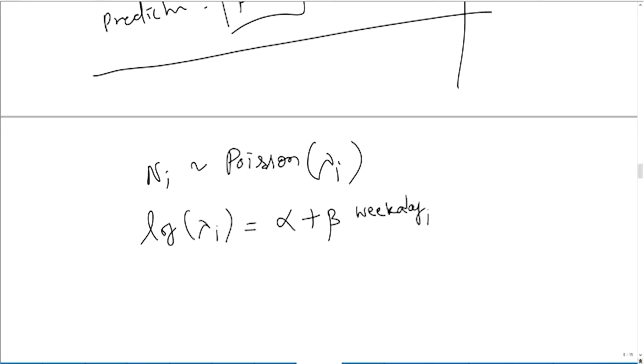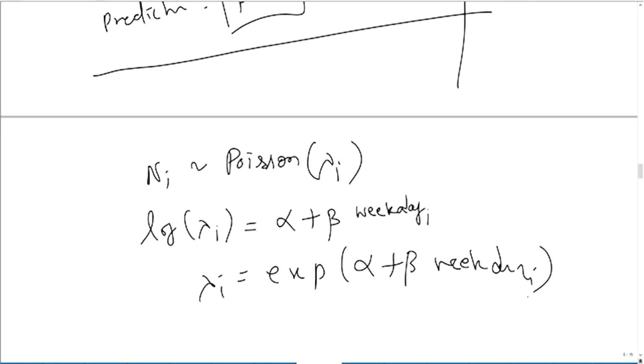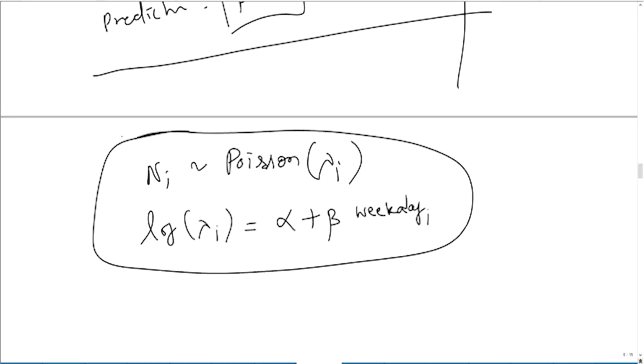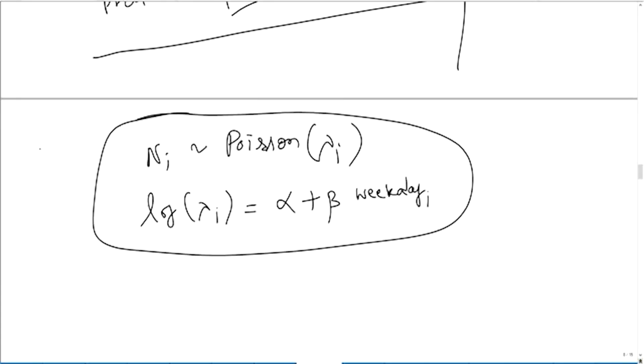Okay. Now, another way to write the same thing is lambda i equals exponent of alpha plus beta times weekday i. What will this do? Basically, you are taking the exponent, so this value is always going to be positive, right? That is the point. So, this is how you can write it. Now, this will take care of that constraint that lambda has to be always positive. So, this is called a Poisson regression model.